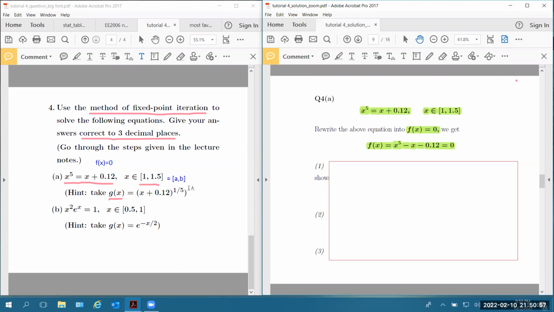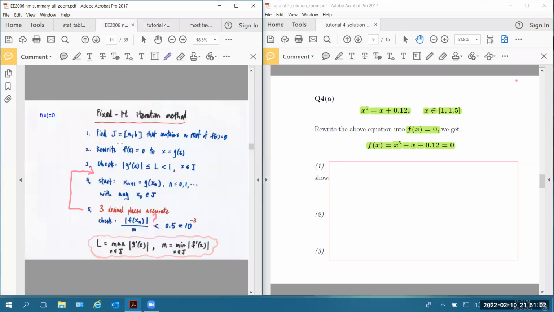Okay, so now we are ready to do the steps. Okay, let me go to our steps. First step, here they say find interval J that contains a root, right? So we know actually this is our interval J, but we must still go and show, right? So remember how to show? Maybe I put a note here. So this one here actually is the f(a) f(b) less than 0. Okay, f(a) times f(b) less than 0.